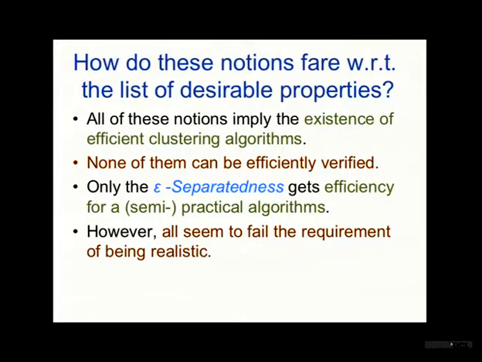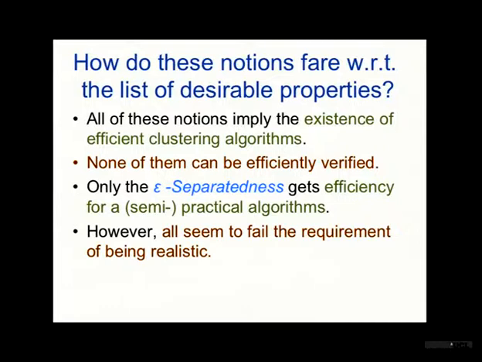The epsilon separateness is special in the sense that it shows you that a given algorithm will run optimally. So this idea that the 4 clusters cost much less than 3 clusters allows you to show efficiency of the usual Lloyd-type k-means algorithm. You don't have to come up with a new algorithm. Under this condition, the most common k-means algorithm is guaranteed to work well, with some small modifications. So that's a nice property of the epsilon separateness. However, all of those, except mine, seem to fail the requirement for being realistic.